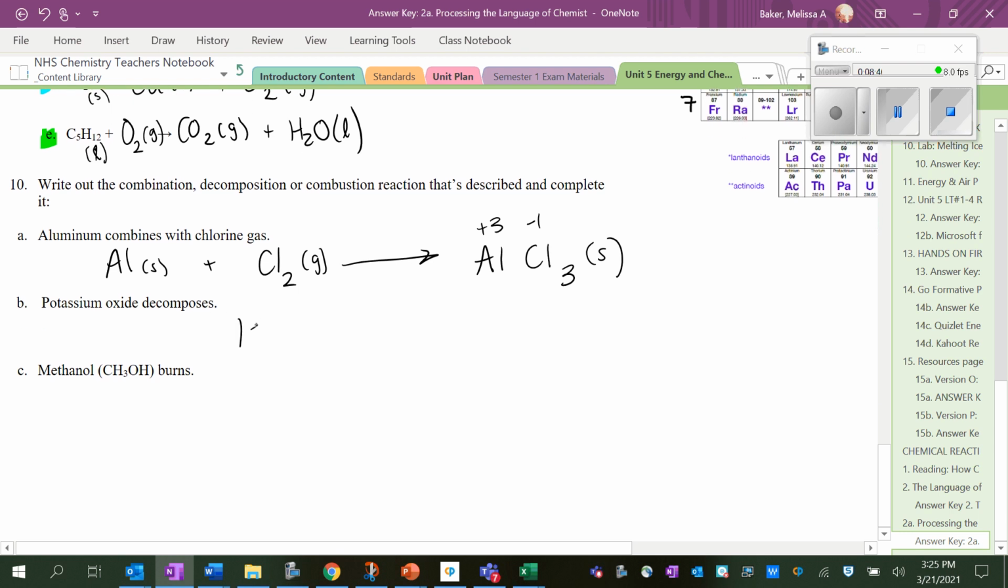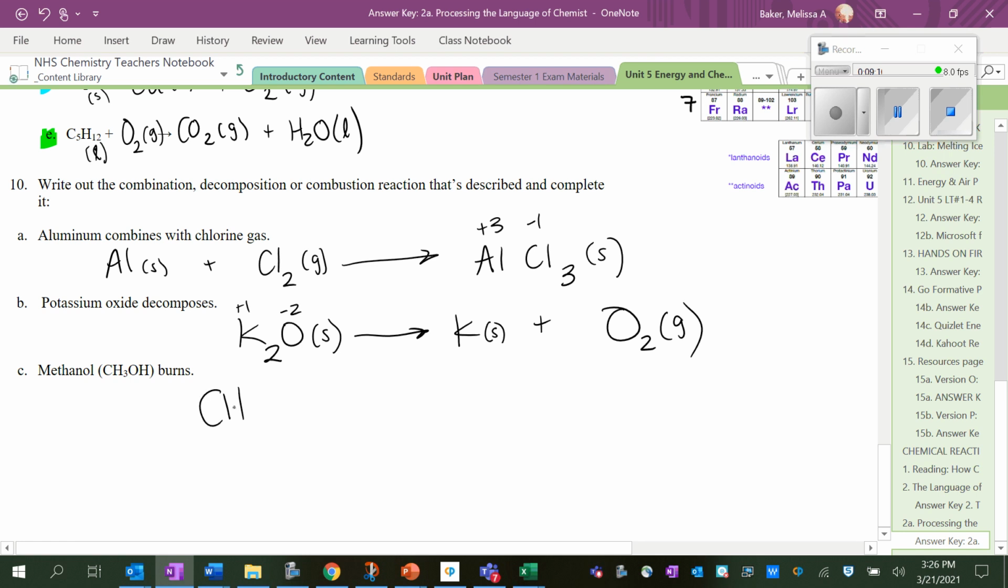Potassium oxide, K is a +1, oxygen's a -2. So this will be K2O, it's ionic. So it gets an S for solid. It decomposes, we break it apart into K plus O. K gets an S for being a solid. O gets a 2 because it's in Hofbrinkel and it's a gas.